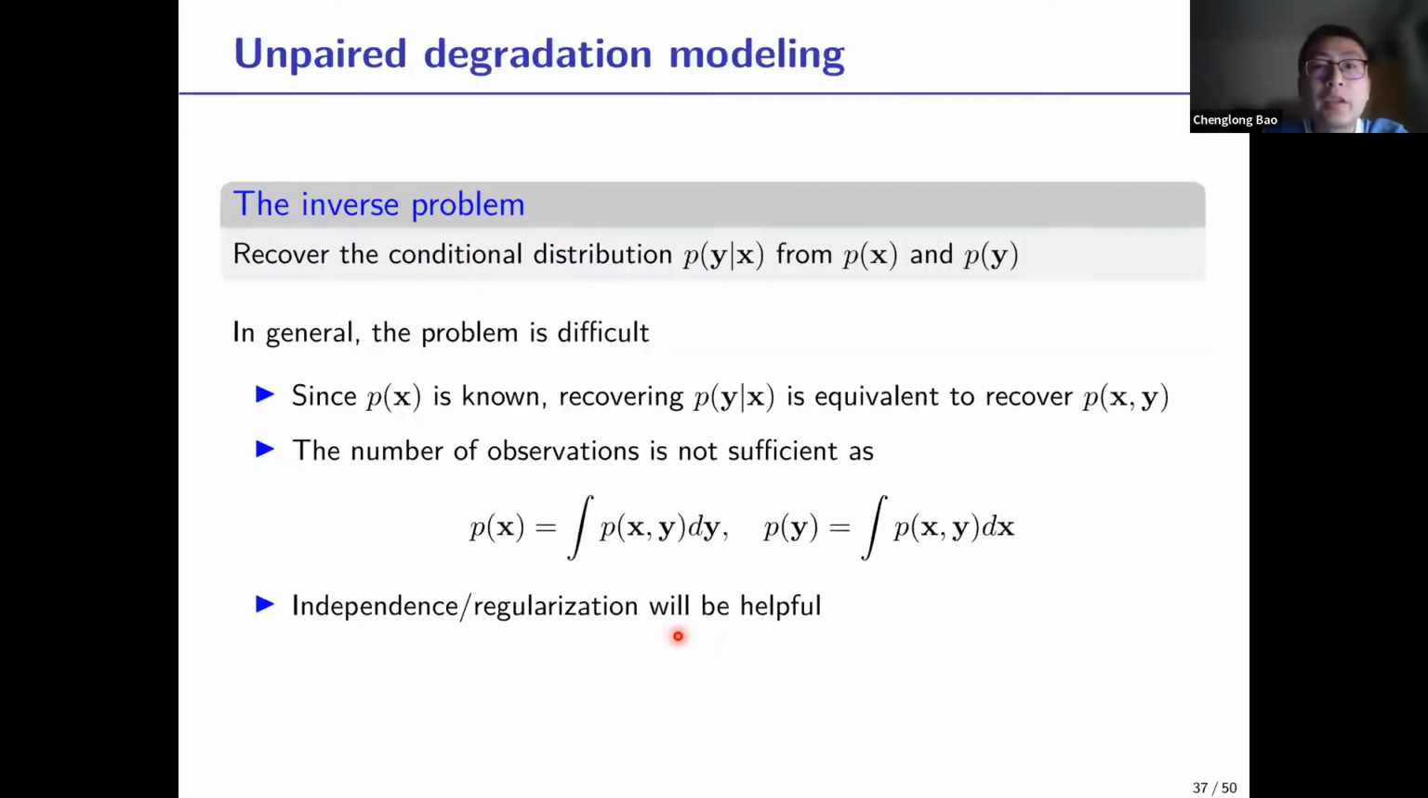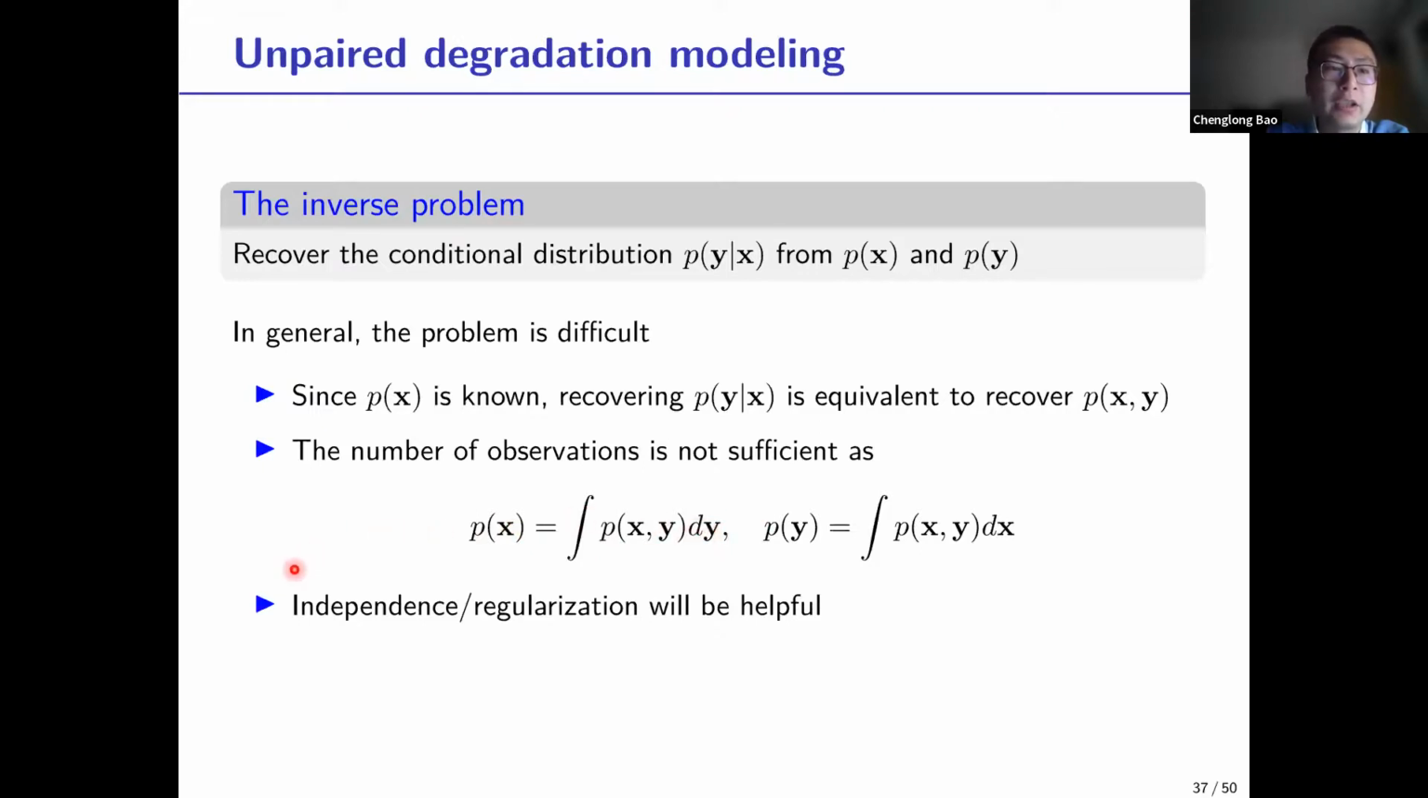In fact, this unpaired degradation modeling is an inverse problem, which means that given two distributions, Px and Py, our goal is to recover the conditional distribution Py conditional on x. In general, this problem is difficult. Px is known, but recovering this conditional distribution is equivalent to recovering the joint distribution. However, Px and Py are only the marginal distributions of this joint distribution, so the number of observations here is insufficient. So this is not a well-posed inverse problem.